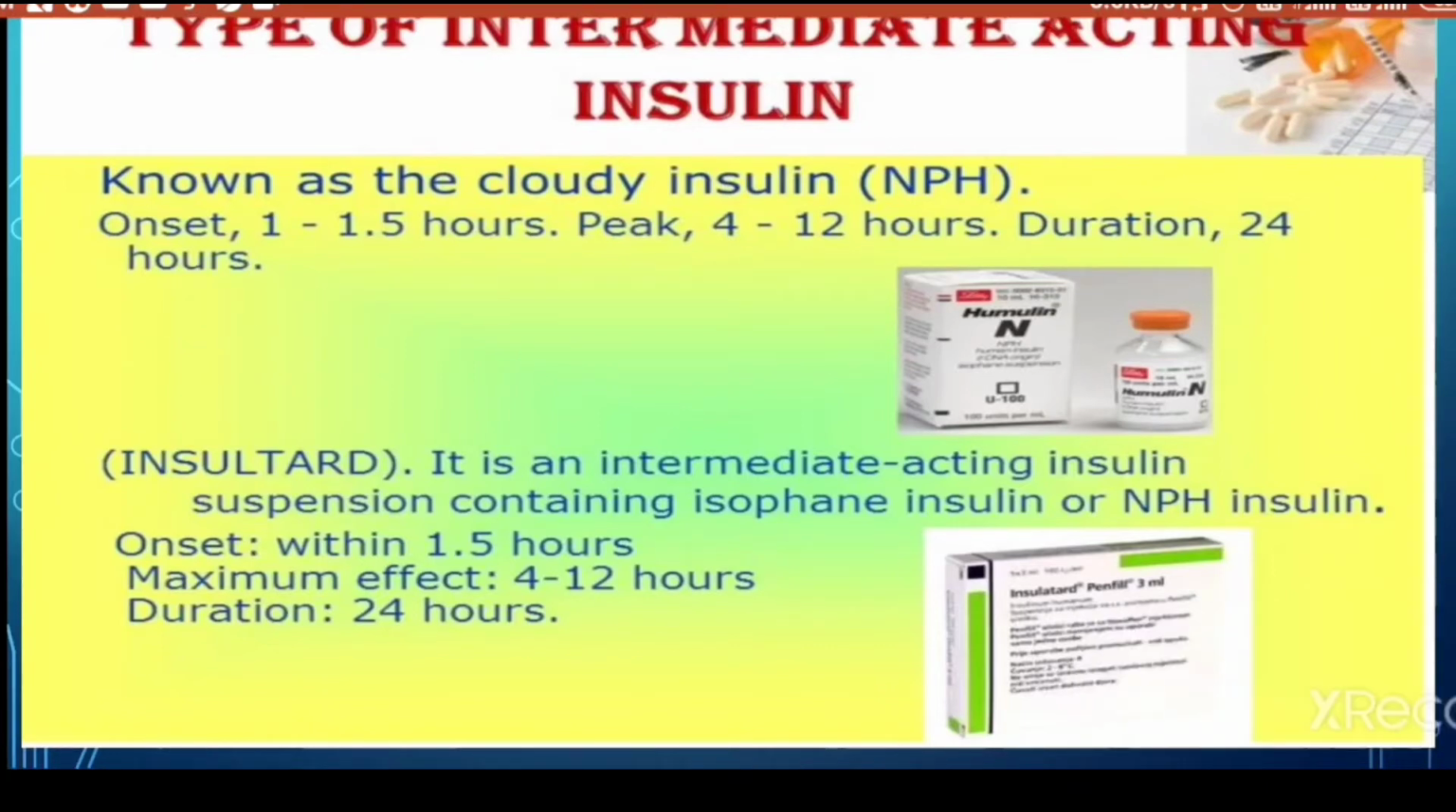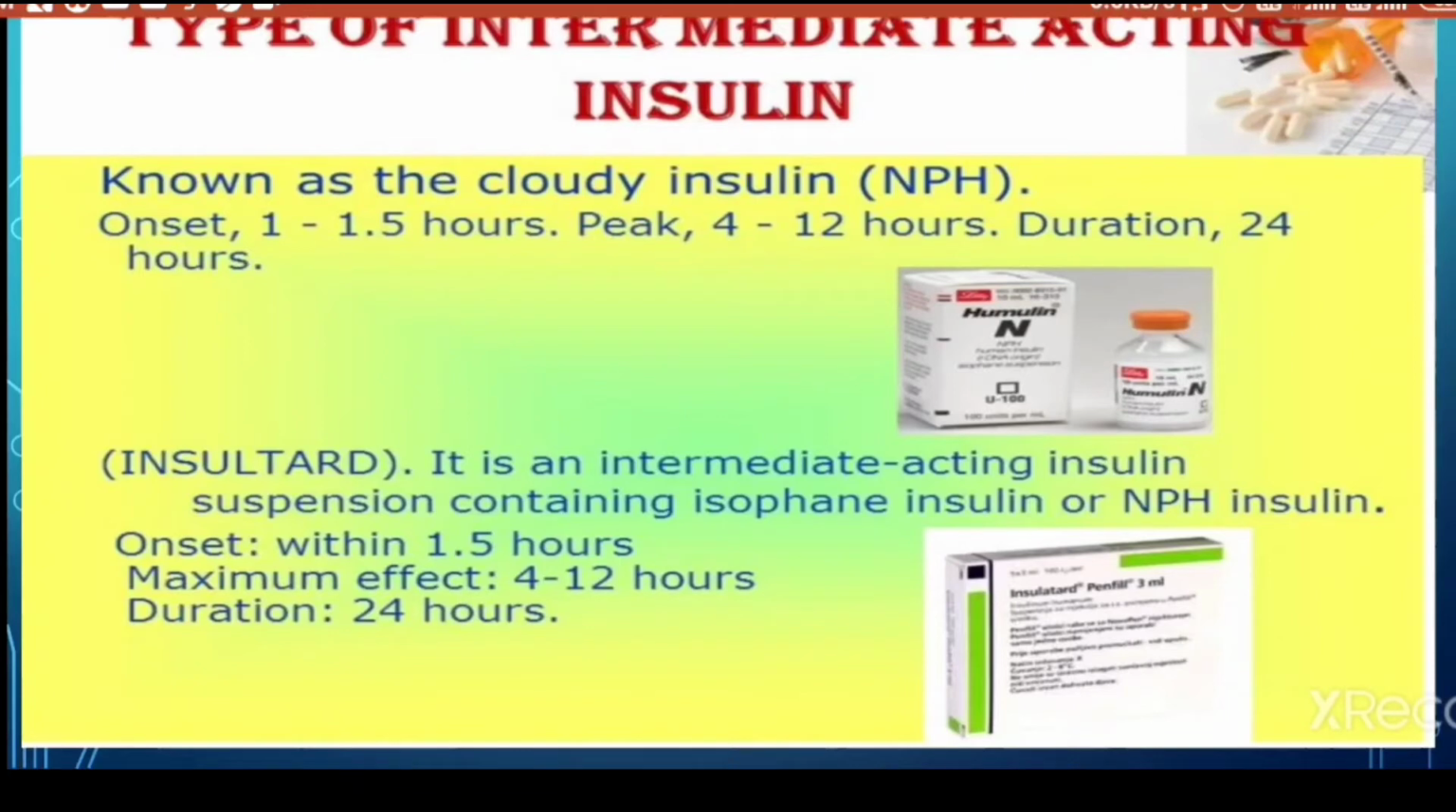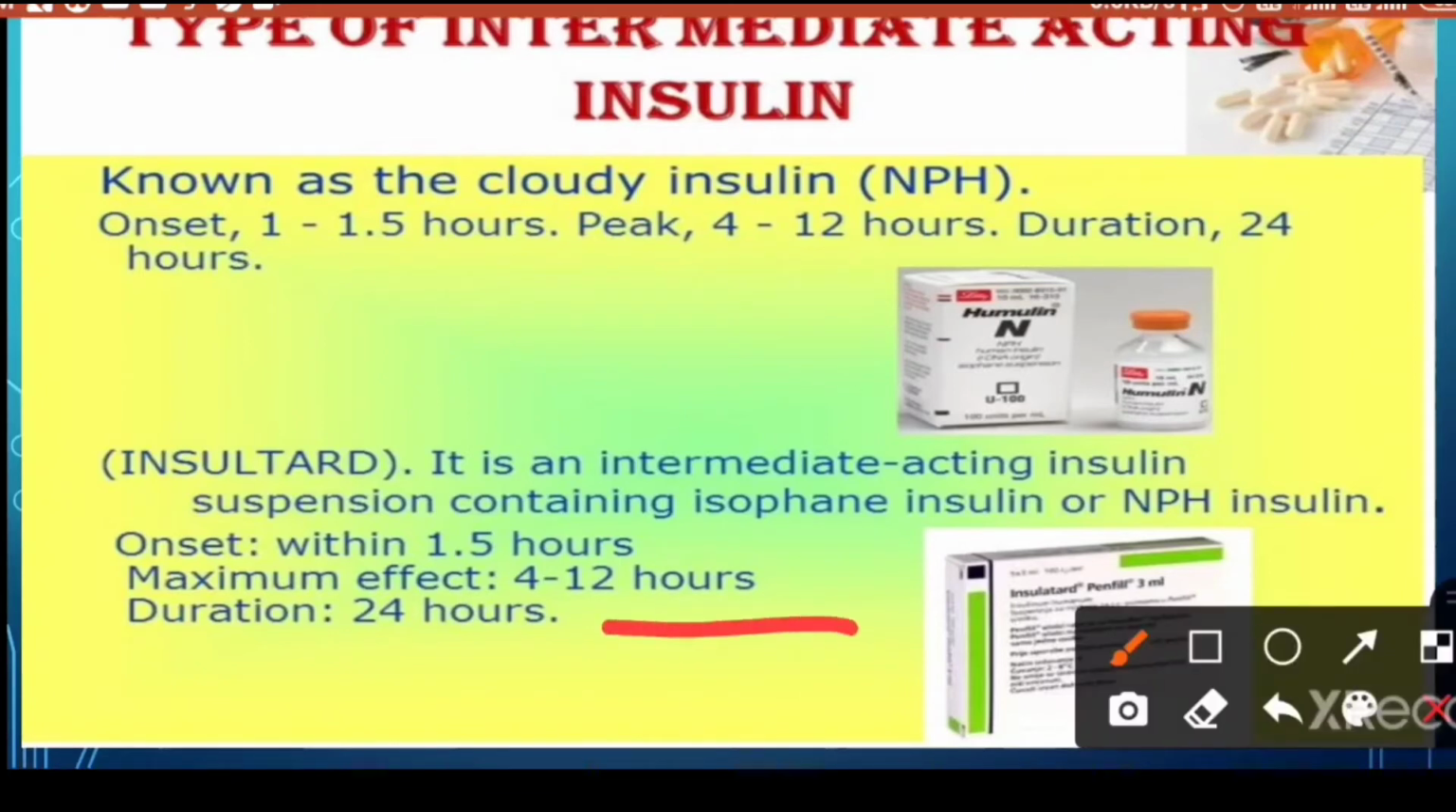Insulatard is an intermediate acting insulin suspension containing isophane insulin, or NPH insulin. Its onset is within 1.5 hours, maximum effect 4 to 12 hours, and duration is 24 hours.